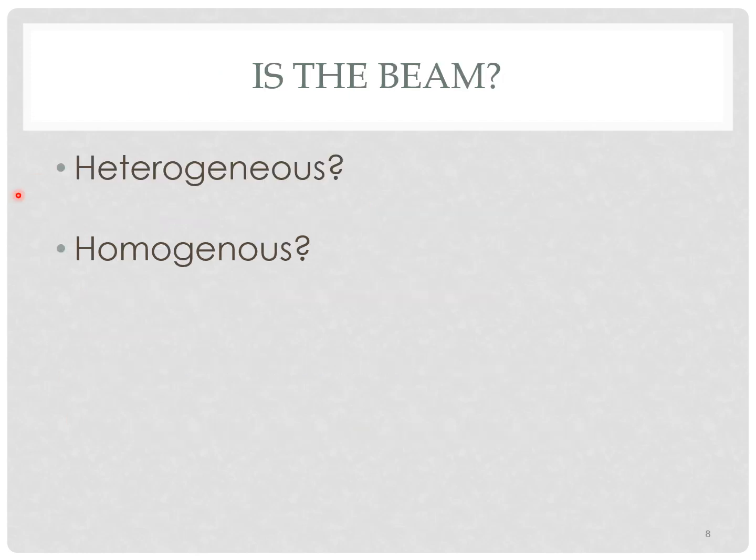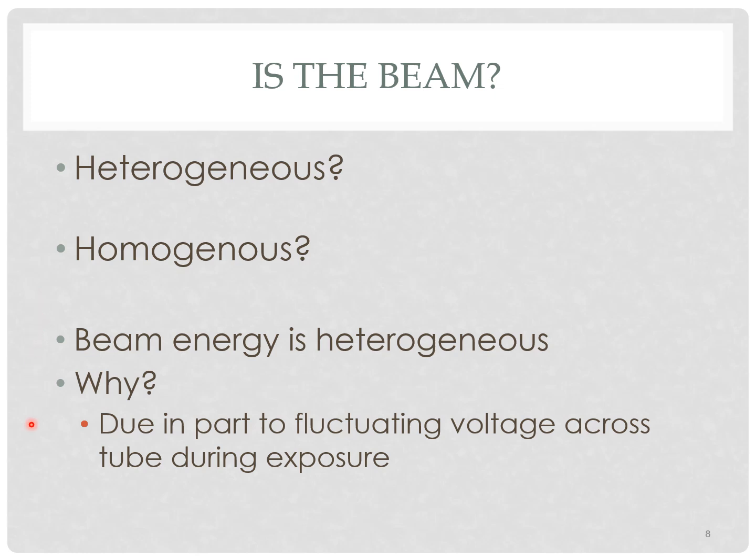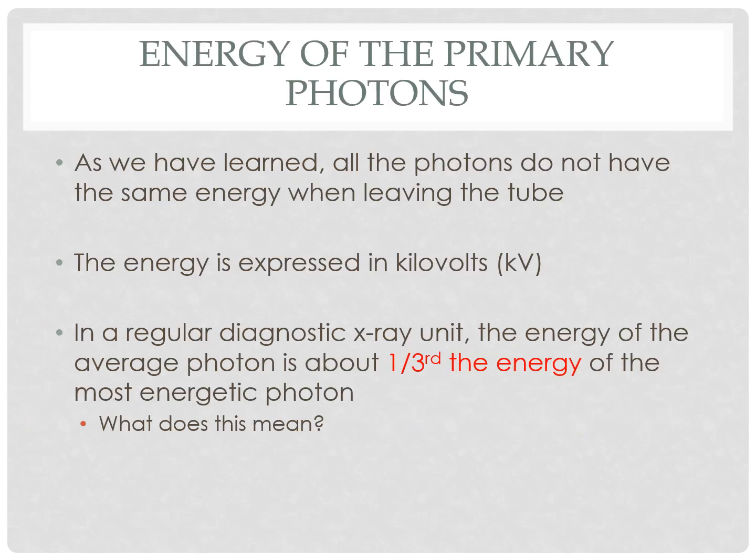Is the beam heterogeneous or homogeneous? We already mentioned that it's going to be a heterogeneous beam. That means that all of the photons, the beams that come from the tube, will be of varying energies, due to the fluctuating voltage across the tube during exposure.